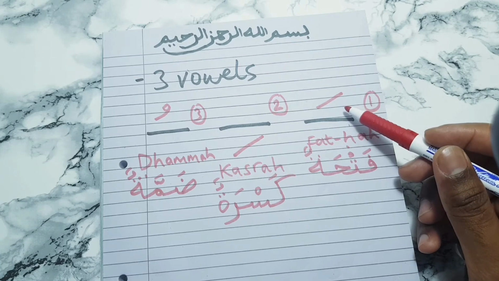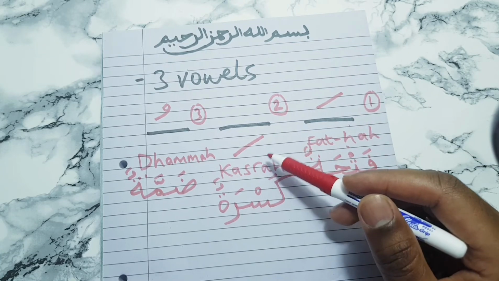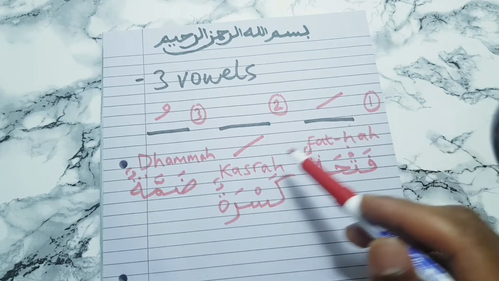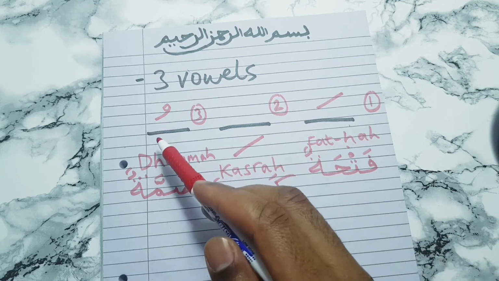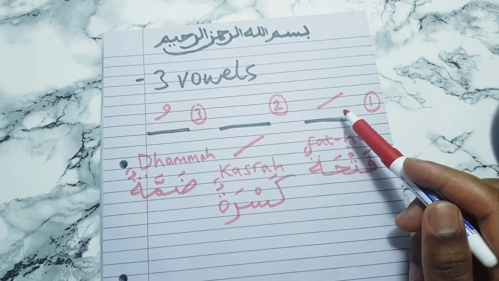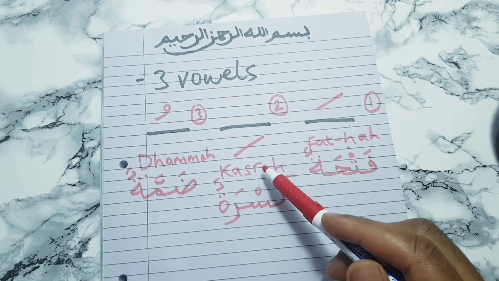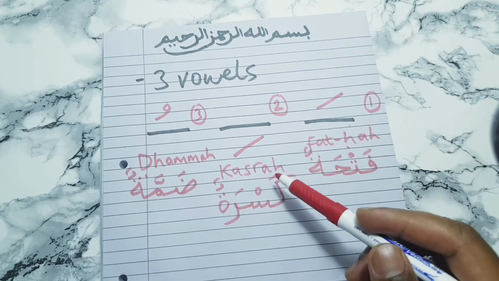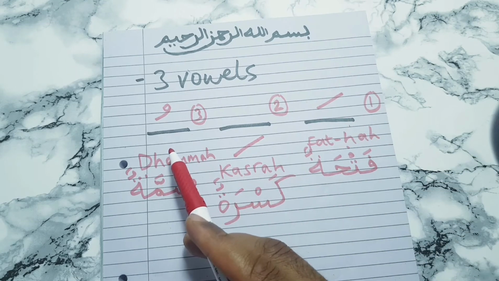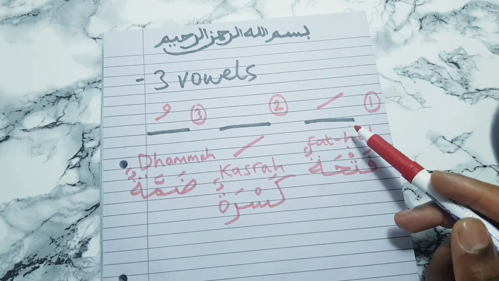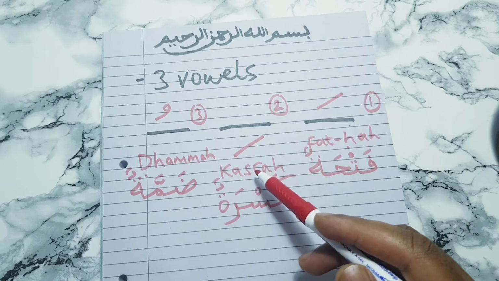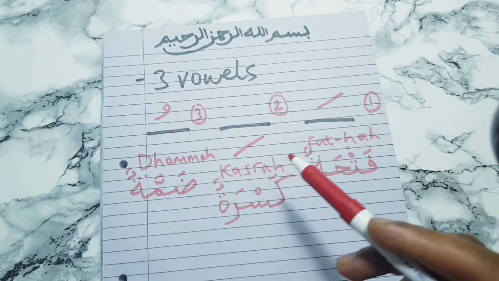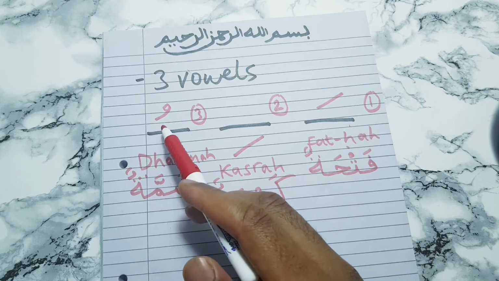Fatha. Fatha. Kasra. Kasra. Dhamma. Dhamma. Fatha. Fatha. Kasra. Kasra. Dhamma. Dhamma. Fatha. Fatha. Kasra. Kasra. Dhamma. Dhamma. Fatha. Fatha. Kasra. Kasra. Dhamma. Dhamma. Fatha. Fatha. Kasra. Kasra. Dhamma.